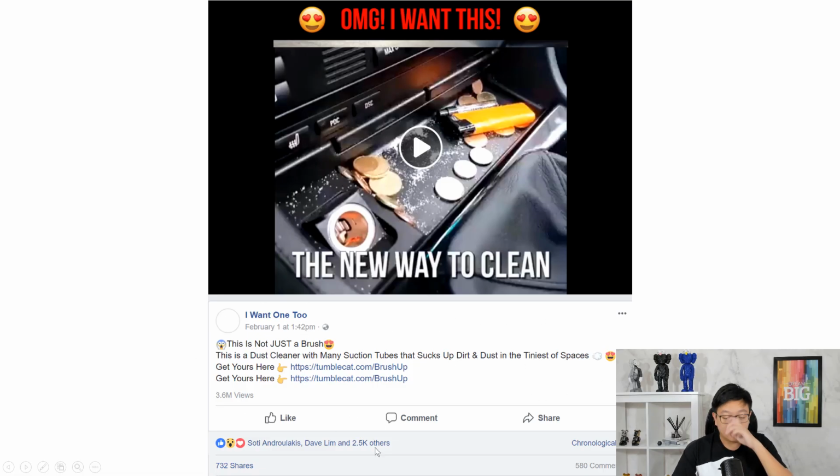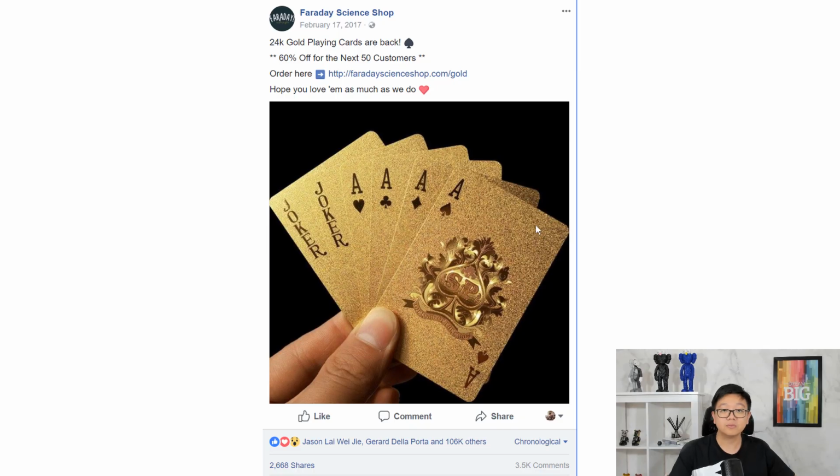Of course, if you look at these stats compared with the free plus shipping, the stats are different, and you could see the amount of likes and shares is way less, because these are products that are selling at retail price. Look at this. The copy is very straight to the point. This is not just a brush. Dust cleaner with many suction tubes that sucks up dirt and dust in the tiniest of spaces. Get yours here, URL, call to action. Very straightforward. Let's look at the next one.